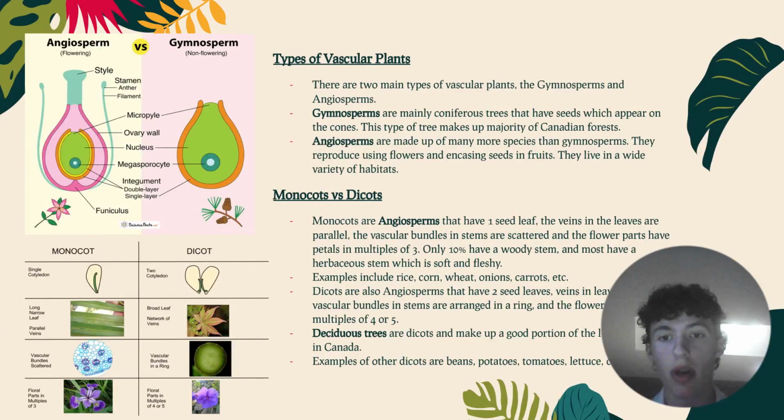Now looking at monocots versus dicots. Monocots are angiosperms that have one seed leaf. The veins in the leaves are parallel. The vascular bundles in the stems are scattered, and flower petals come in parts of 3. Only 10% have a woody stem, and most have a herbaceous stem, which is soft and fleshy.